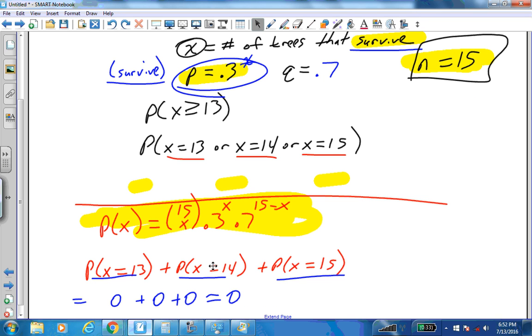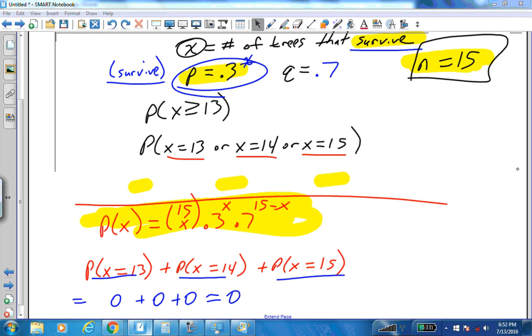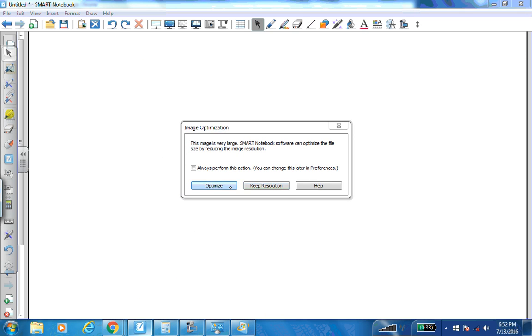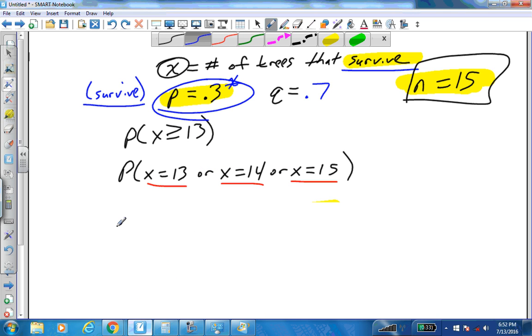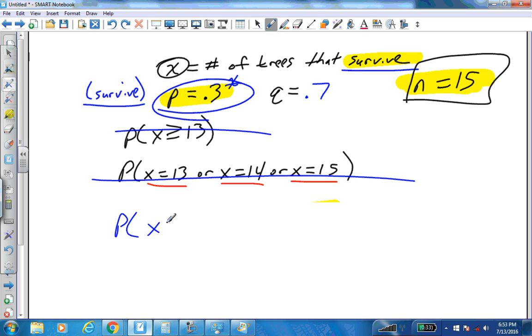Now let's take the same question. Let's copy most of this information over. And let's calculate another probability. Let's calculate the probability of having 5 or more survive. So if there's only a 30% survival rate for each tree, and we have 15 trees, what's the probability of having at least 5 survive?